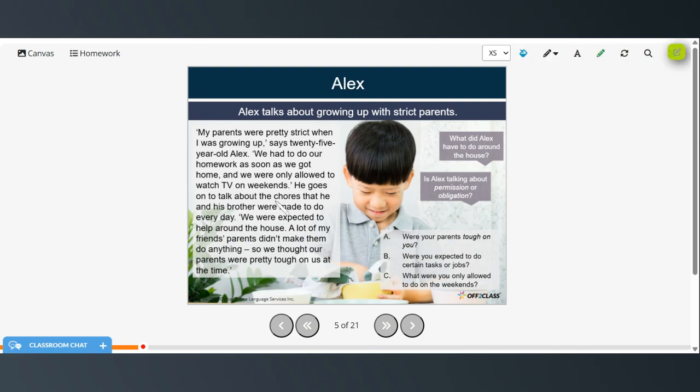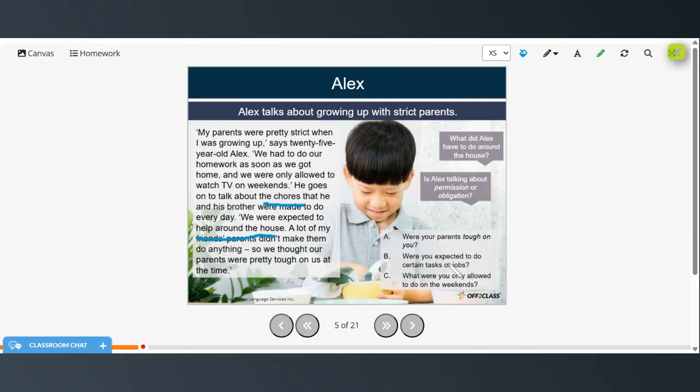So what did Alex have to do around the house? He had to do chores. He doesn't say specifically what chores, just to help around the house. Is Alex talking about permission or obligation? Well, these sound like obligations, things that he had to do. He didn't really have a choice.